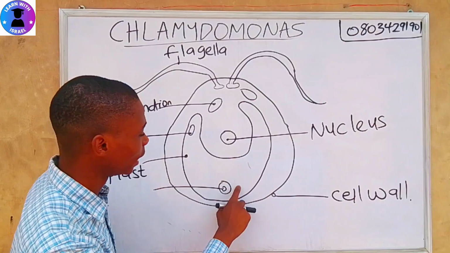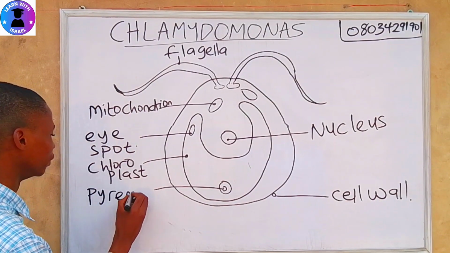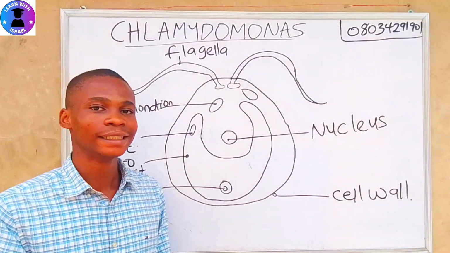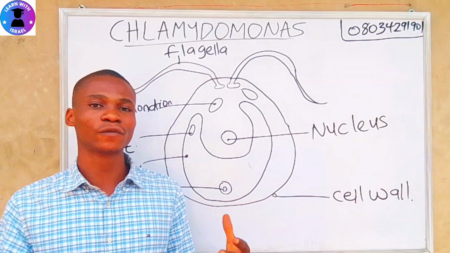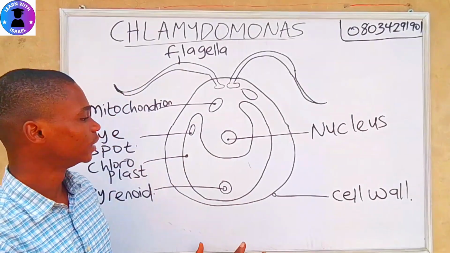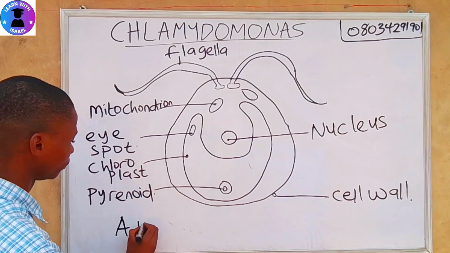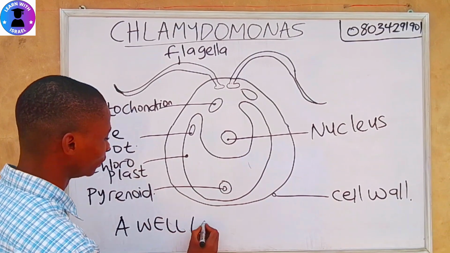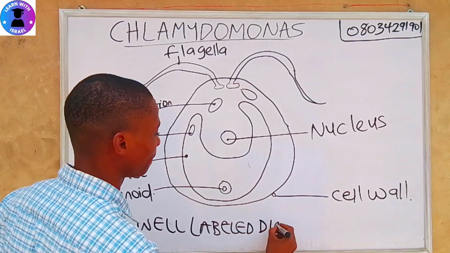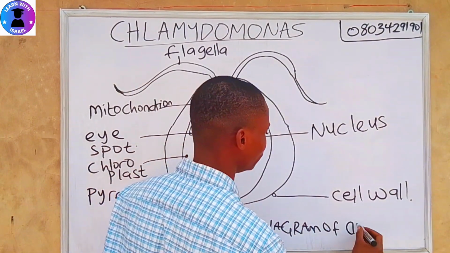So the last one here is called pyrenoid. Pyrenoid is used for storing starch in Chlamydomonas. It is used for storing food or starch in Chlamydomonas. So with this, we can now call it a well-labeled diagram of Chlamydomonas.